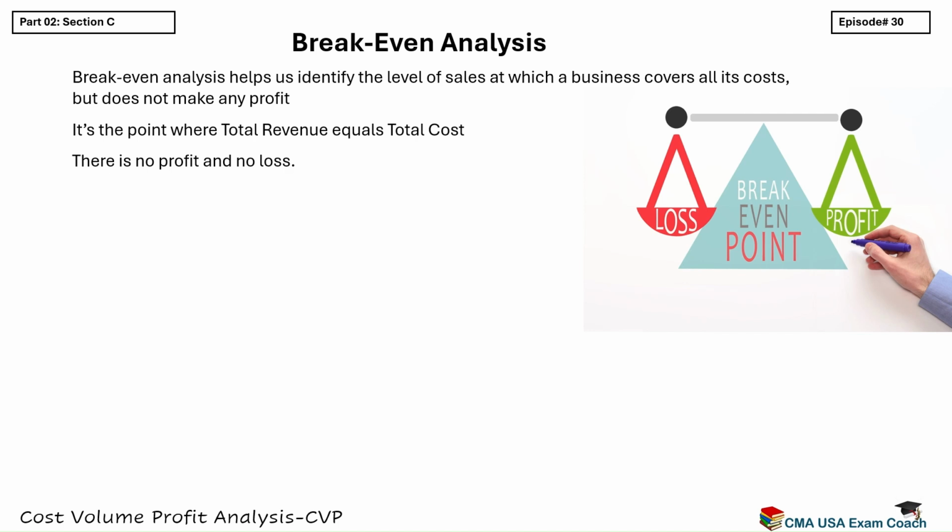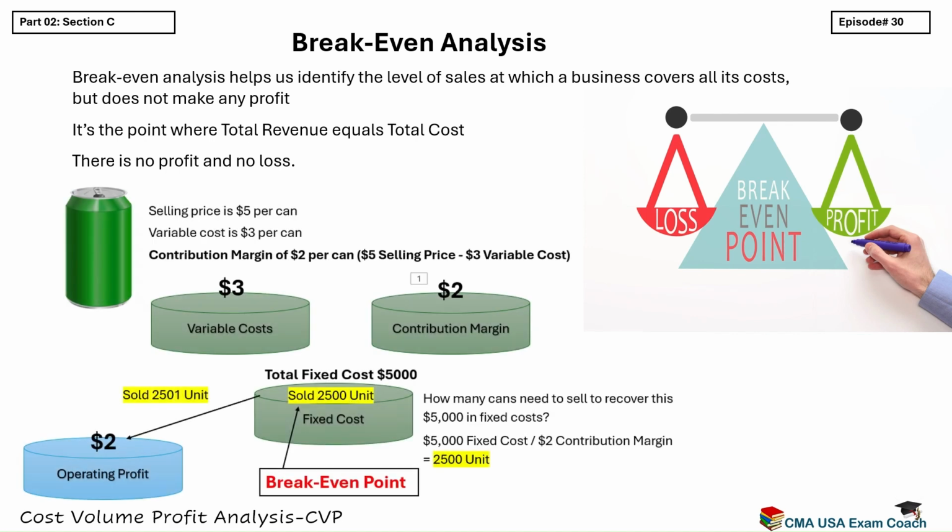For example, if your fixed cost is $5,000 and each unit gives a contribution margin of $2, you'll need to sell 2,500 units to break even. The sale of the 2,501st unit will start generating profit, $2 for each additional unit sold. So, break-even analysis helps businesses understand how much they need to sell before they can start making a profit. It is a vital tool for planning, decision-making, and setting sales targets.